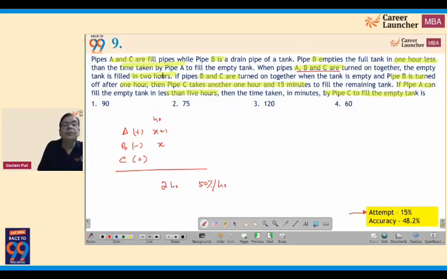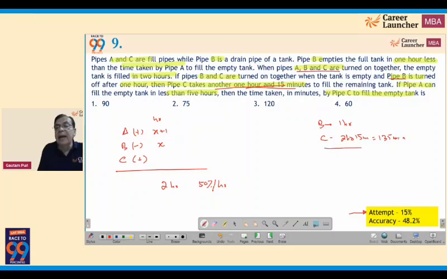Okay. If pipe B and C are turned on together when the tank is empty and pipe B is turned off after 1 hour, that means pipe B runs for 1 hour, then pipe C takes another 1 hour 15 minutes. So pipe C takes how much? 1 hour along with pipe B and 1 hour 15 minutes alone. So 2 hours 15 minutes, which is equal to how much does it become? 135 minutes.